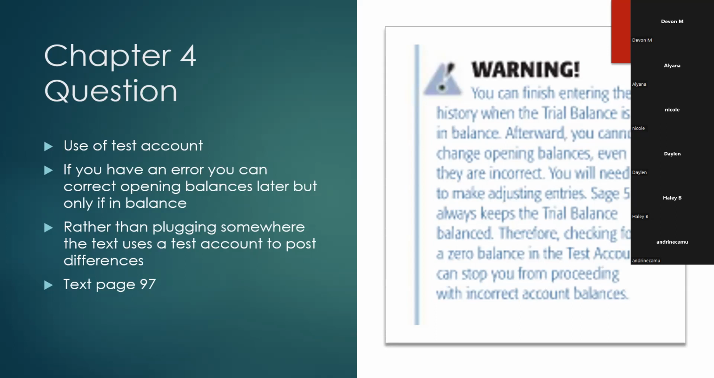Afterward, you cannot change opening balances even if they are incorrect. You'll need to make adjusting entries. Sage 50 always keeps the trial balance balanced. Therefore, checking for a zero balance in the test account can stop you from proceeding with incorrect account balances, which is really good, because again, if you started with cash of 11,000 when it was only 1,000, and then you make a journal entry to correct it, it looks really weird.